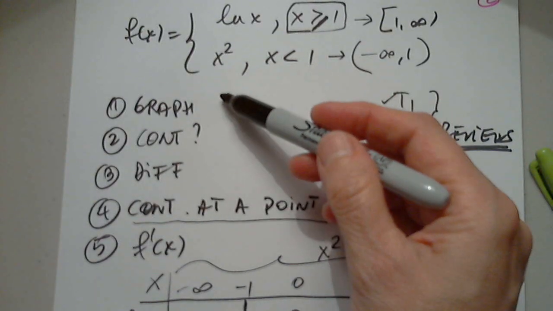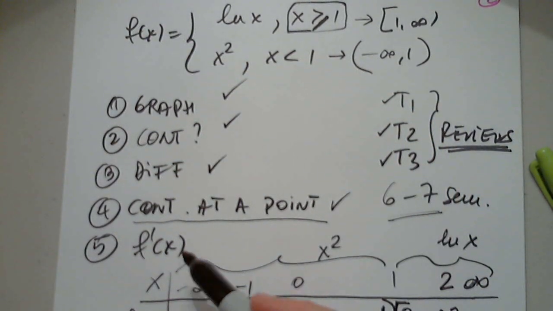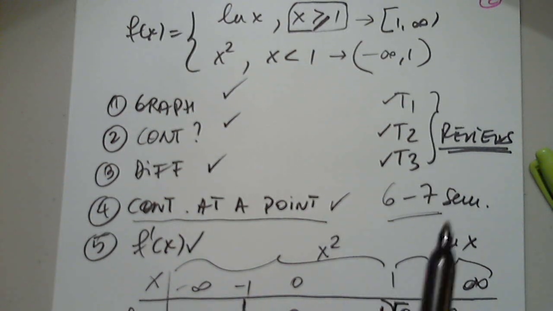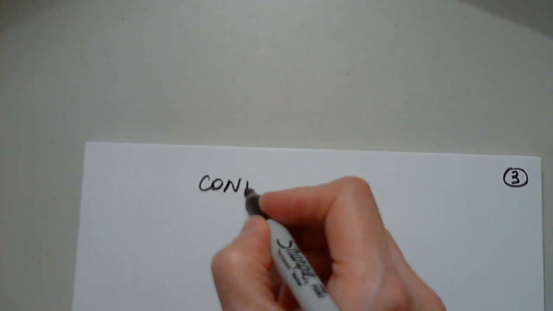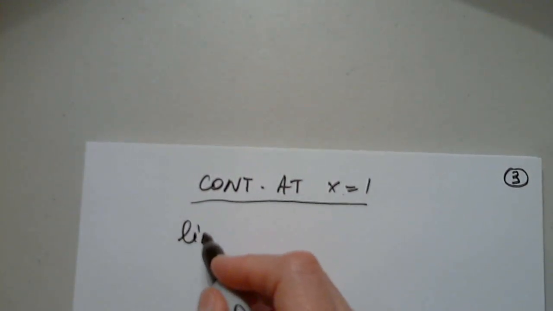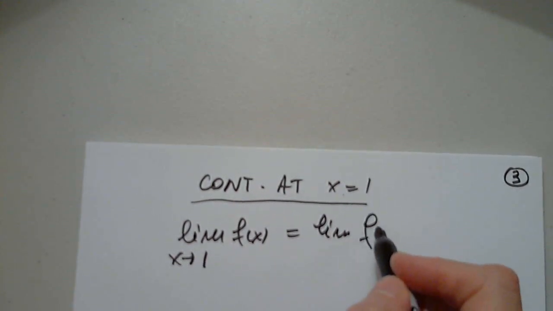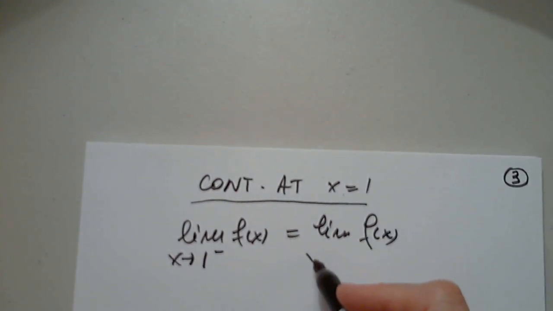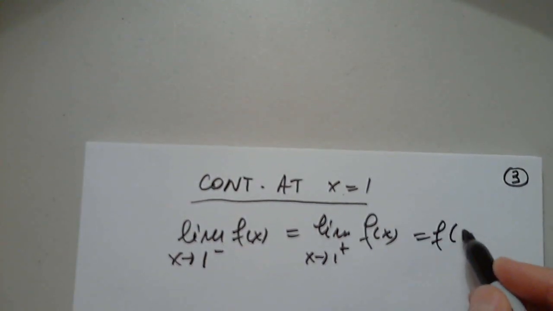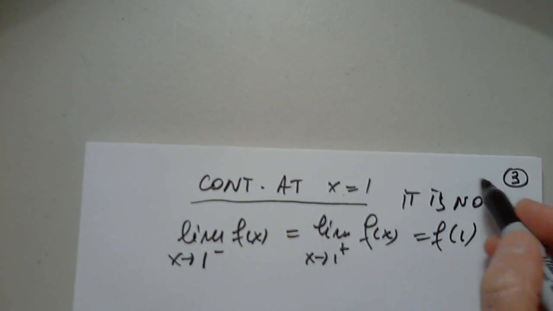So that addresses the graph, the continuity, the differentiability. The continuity at the point is the definition. So this is done. This is the last item that I have to write. So continuity at the point, the definition of continuity at x equals 1 in this case, is that the limit as x approaches 1 of f of x should be equal to the limit of f of x from the left as x approaches 1 from the right, and should be equal to f of 1. In this case, it is not.